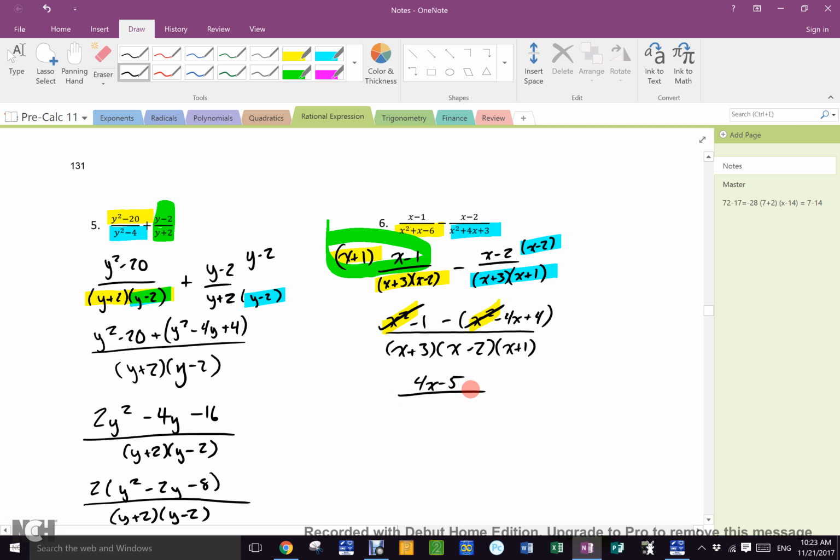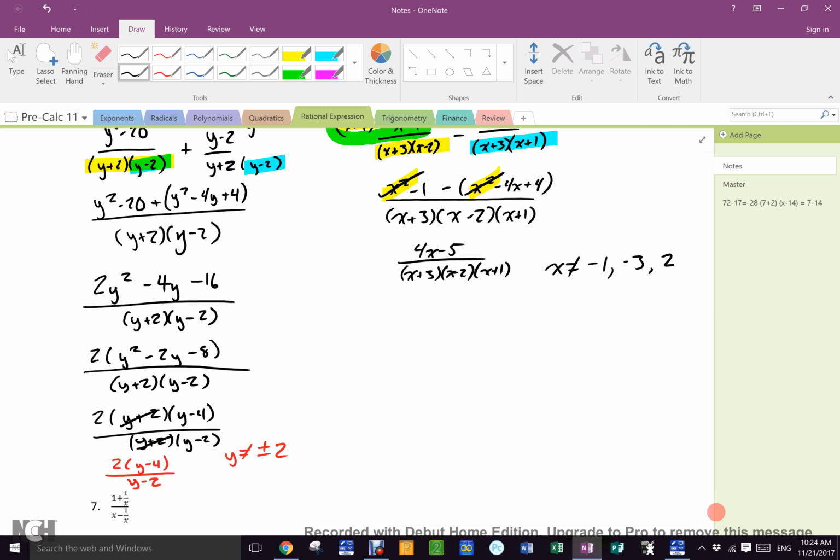4x minus 5 over what? That denominator. X plus 3, x minus 2, x plus 1. What are my restrictions? Why would it be 4x instead of minus 4x? Because we did minus 4x. Do you understand? Yeah. Okay, what are my restrictions? X can't be what? -1, -3, and +2. Everybody okay? You just leave it there.